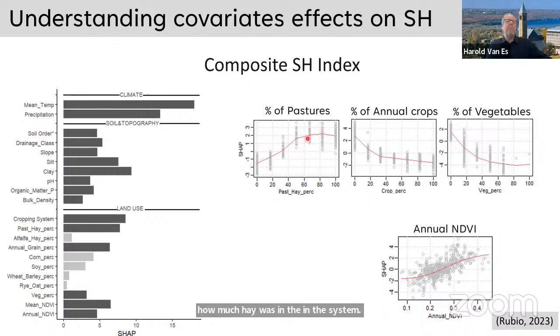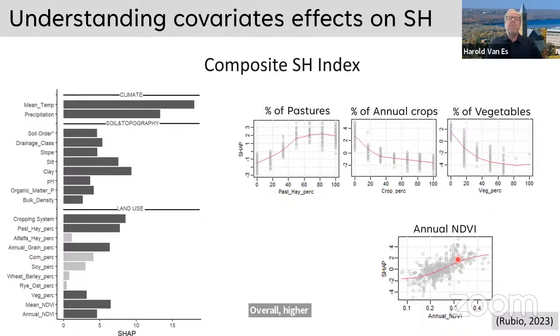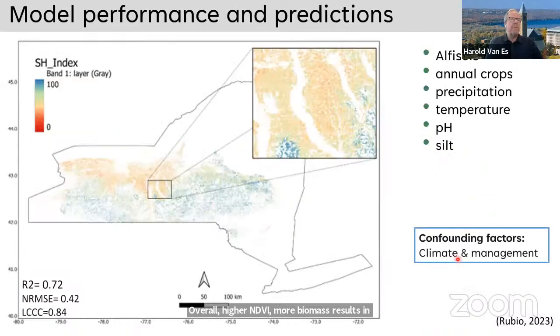So you see here these importance plots, these so-called SHAP plots, that if you have more pasture in the system, you have better soil health outcomes. If you have more annual crops in the system, you have less favorable soil health outcomes, and the same with vegetables. Overall, higher NDVI, more biomass results in higher soil health outcomes. And then once we have these models developed, we can actually map soil health, and you can see that in this map here.